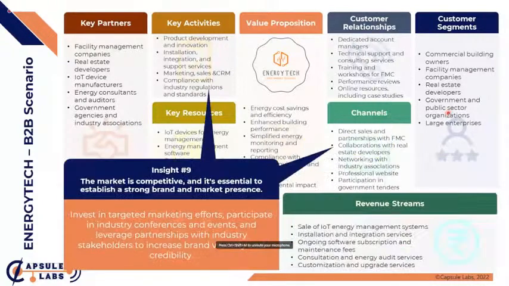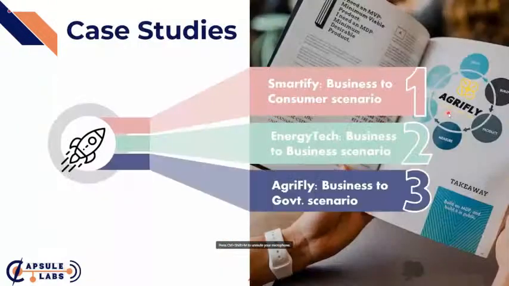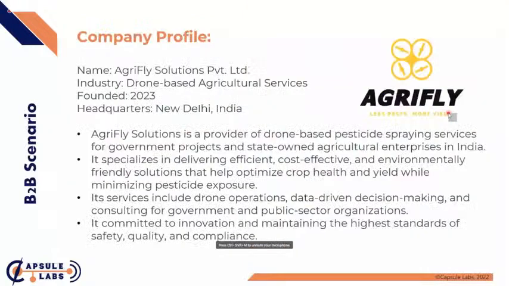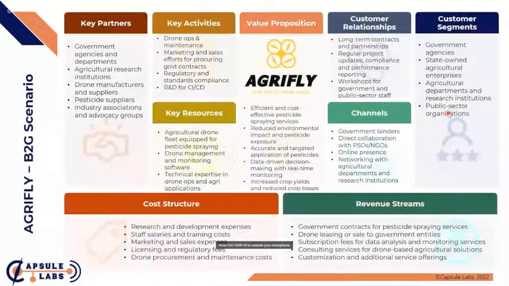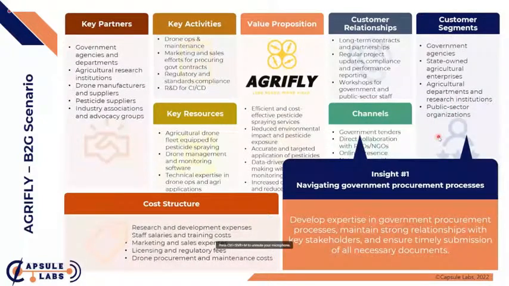Similarly, if you were a company, AgriFly, which was in the business to government scenario, where you were essentially offering pesticide spraying service by using drones and selling primarily via NGOs or public sector undertakings, you could build a business model canvas for that, where your customer segment now changes to government agencies, state-owned agricultural enterprises, and so on, right? So you could again go ahead and do a similar kind of exercise, getting to understand what are the key challenges that you might face in this kind of a setup, right?